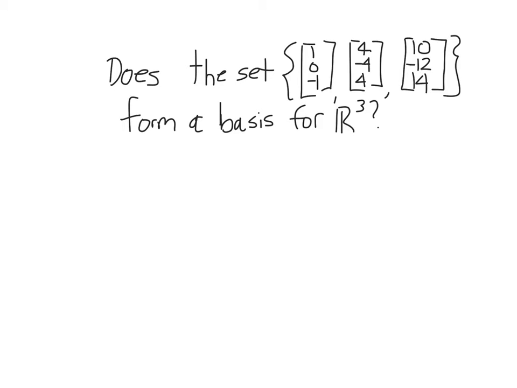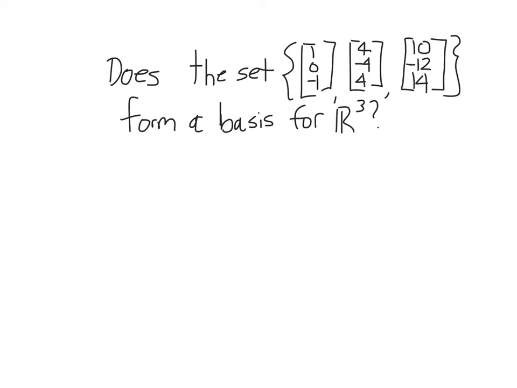Now, because there are 3 vectors and R3 is 3-dimensional, each vector has 3 entries, that means to determine whether or not this set is a basis, I only need to determine whether or not this set is linearly independent. If this set is linearly independent, then I will be able to write any vector in R3 as a linear combination of these 3 vectors.